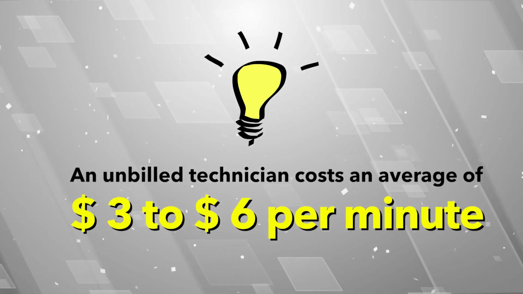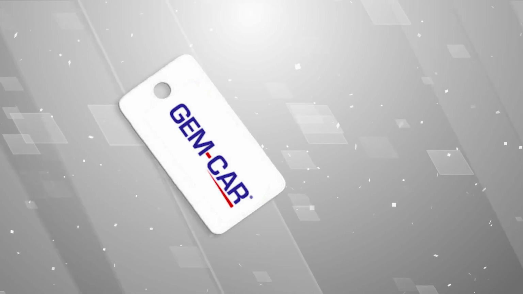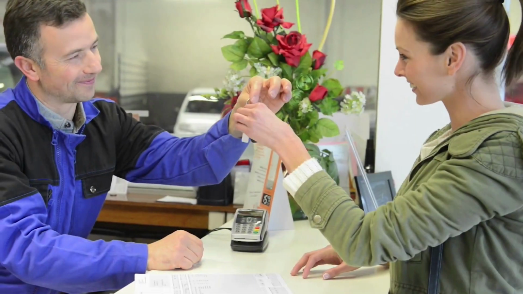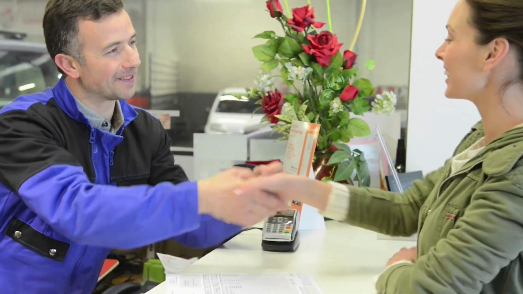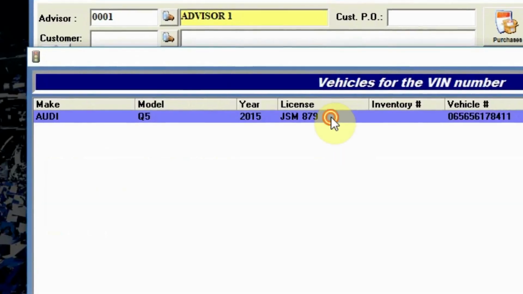Here is a great marketing idea for you. Use a plastic key tag with your shop logo on one side and a barcode on the other side. When a customer leaves the keys in the deposit box or arrives at the front desk, simply scan the key tag barcode and the customer file will open.